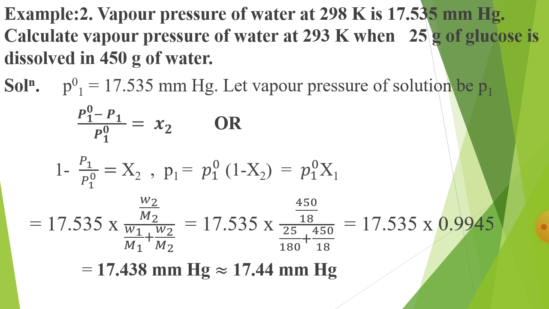Now we get the answer by calculating this: 17.438 mmHg. This is approximately equal to 17.44 mmHg. So like this you can also calculate the answer. Read the question properly and try to solve it like this.